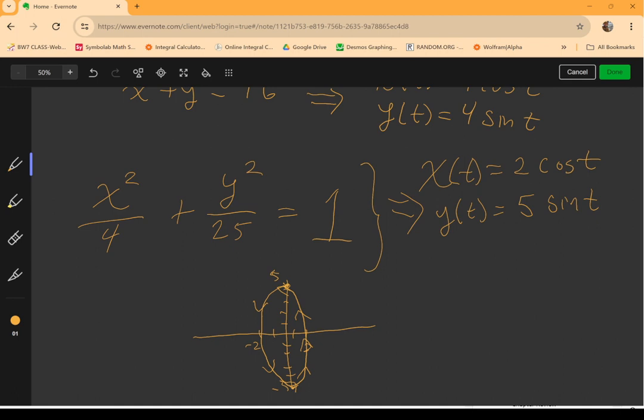Okay, so that's how we parametrize a couple of curves here. One being the line segment, and the other being a circle or an ellipse.